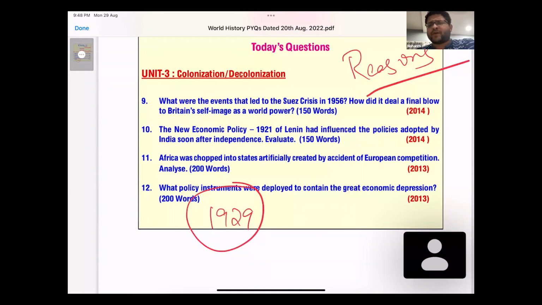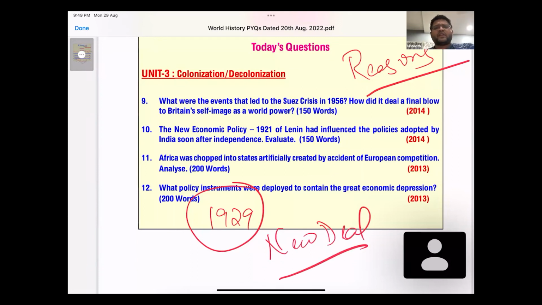And coming to the policy instruments which were deployed to contain the Great Economic Depression, the policy instruments are, firstly, there was something called the New Deal. New Deal given by Roosevelt. Okay.